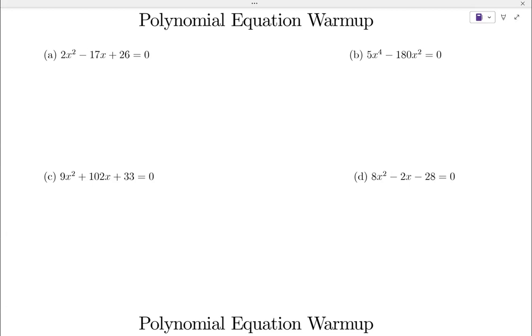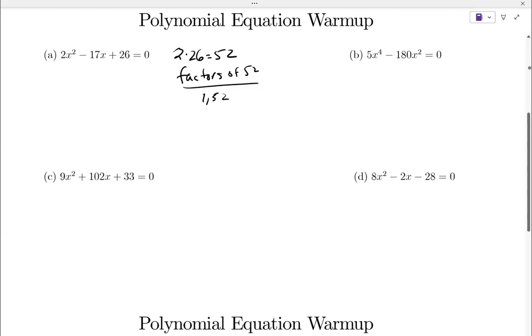AC? Good. What did you multiply together? The 2 and the 26. So you need factors of 52. What do we want it to add up to? That's negative 17, right? Okay. So when you do your factors of 52, what do you have?